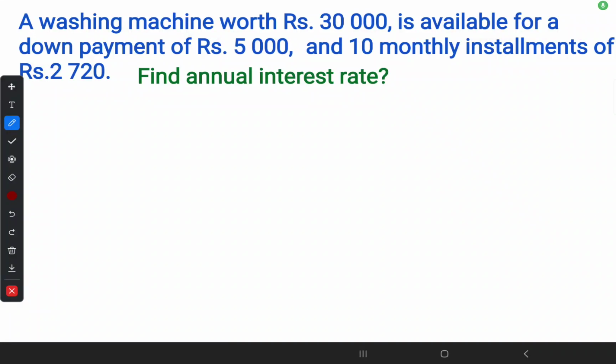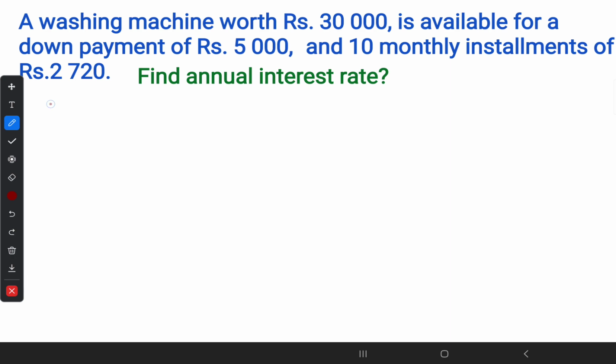Try to understand the question. A washing machine worth rupees 30,000 is available for a down payment of 5,000 and 10 monthly installments of 2,720. Think of yourself as a consumer. You are going to buy a new washing machine by paying the down payment of 5,000 rupees. So the remaining amount should be settled within a 10-month period. Okay, that is the first interpretation you have to do.